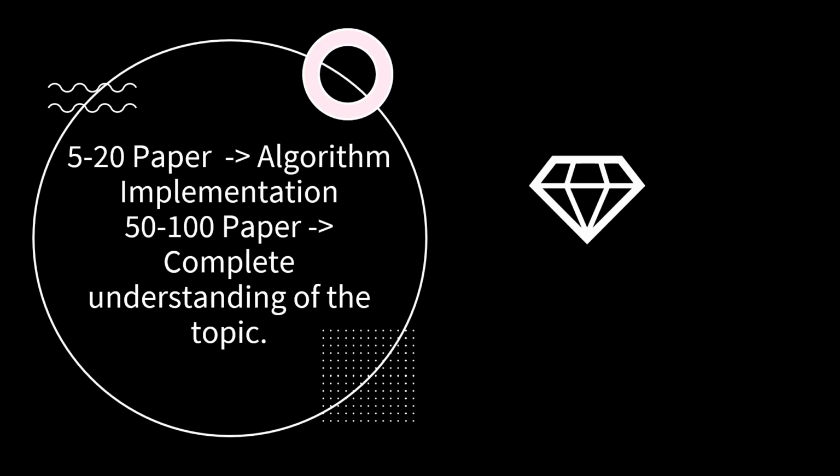So also, if you read 5 to 20 papers related to a topic, you will be able to do the algorithm implementation, right? And if you read 50 to 100 papers related to a topic, you will gain the complete understanding of the topic. So this is the minimum to maximum value. So to understand some algorithm implementation via code and its theory, its modeling, you have to read at least 5, and you can read a max of 20 papers. You have to read 5 to 20 papers.